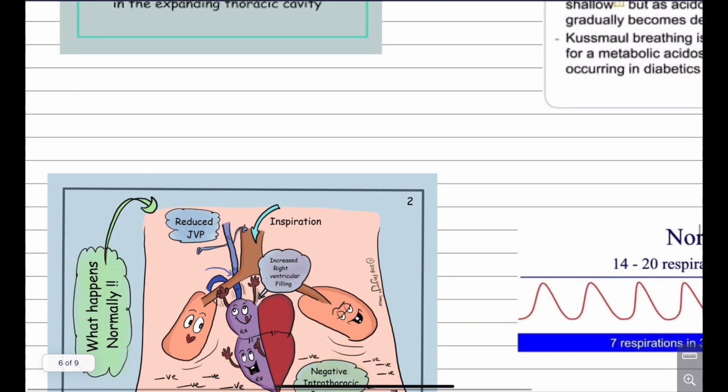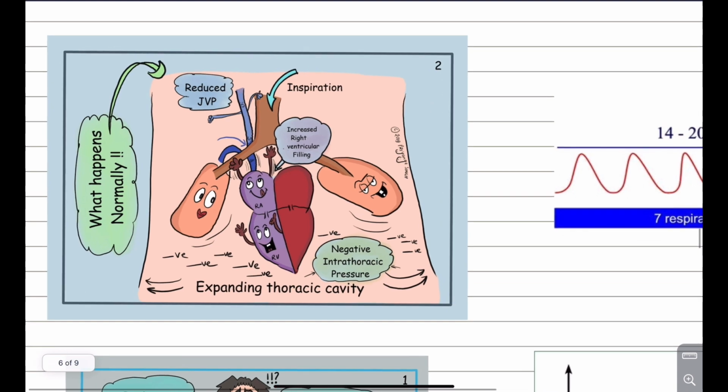Now let's learn this through a diagram. Whenever we inspire, there is a negative intrathoracic pressure created, and because of that, there is an expanding thoracic cavity, and because of that, the compliant heart accepts blood from the jugular vein and gets filled during the inspiration phase. Increased right ventricular filling leads to reduced JVP, or fall of jugular venous pressure.